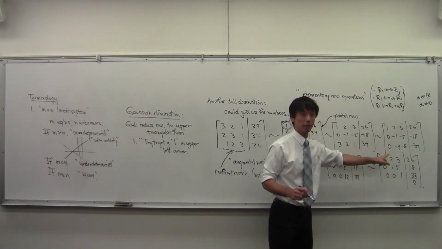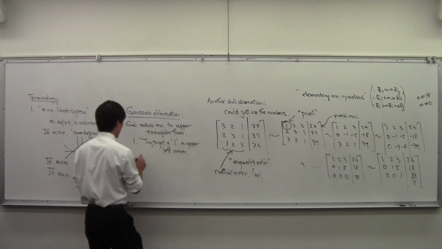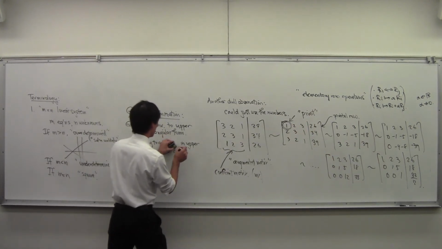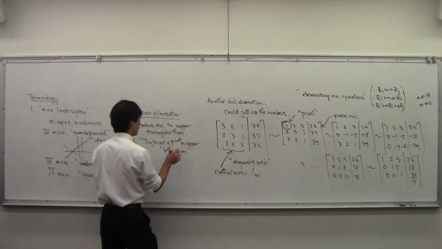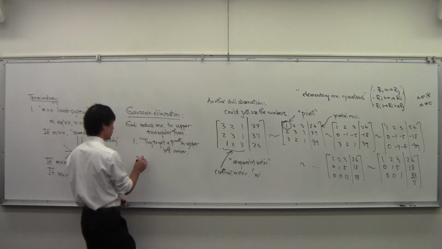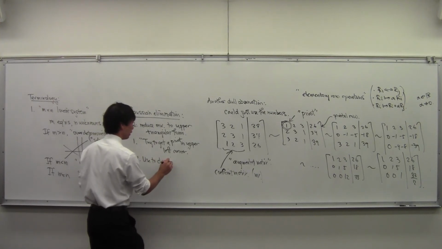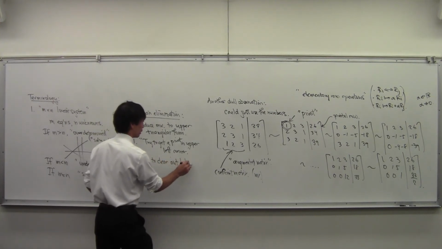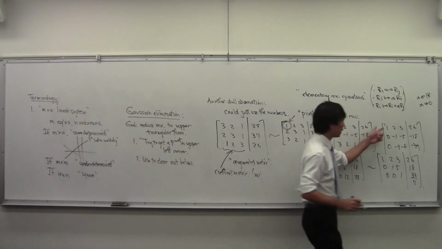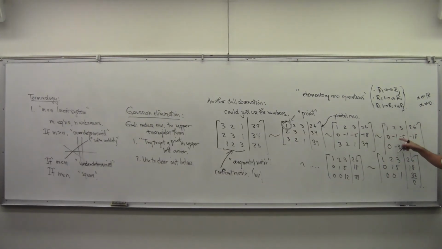Okay, we used it to clear out the 3. So try to get a pivot in the upper left corner, basically. Use it to clear out below. Once you've cleared out everything below, you try to get your pivot again as close to the upper left as possible in the next row. So you try to get your pivot here.